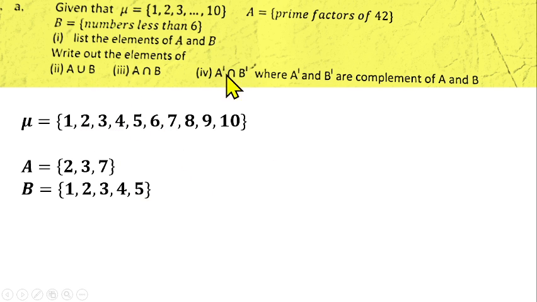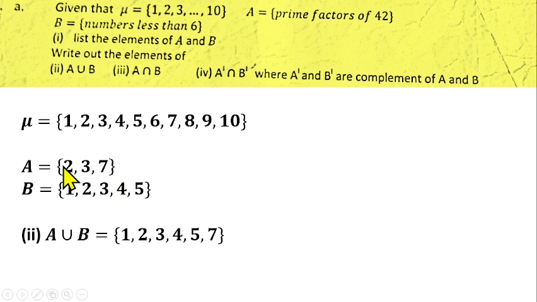Then now we have listed those elements. Then we have to write down the element of A union B. So the A union B, we need to combine this element of set A and set B without repetition. So that should give us 1, 2, 3, 4, 5, and 7. Then A intersection B, that will be element that is common to set A and set B.